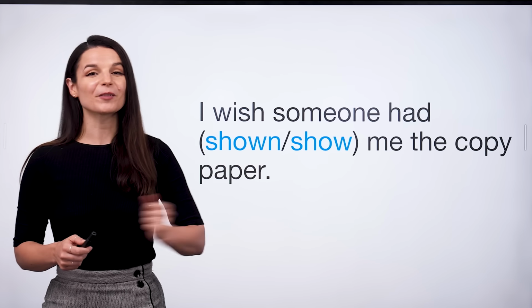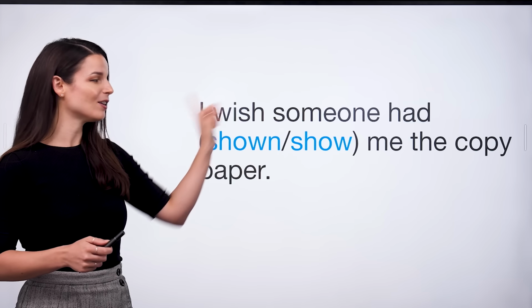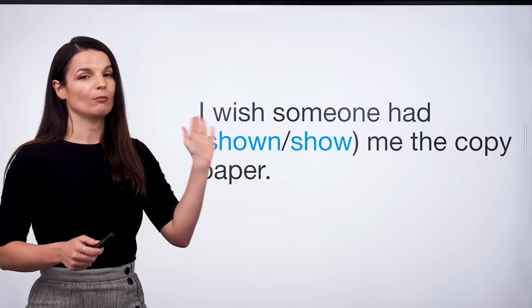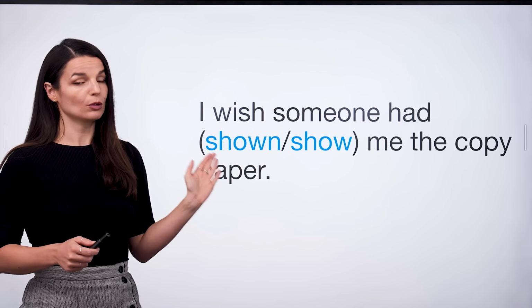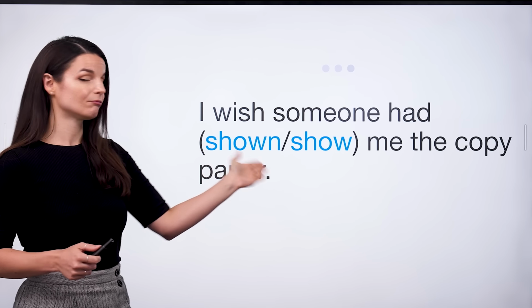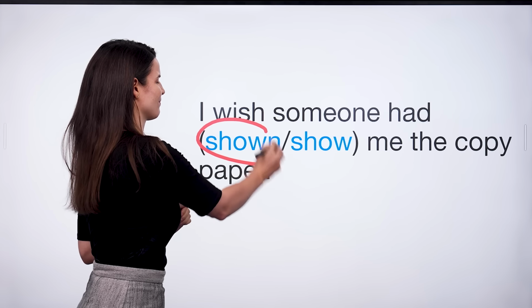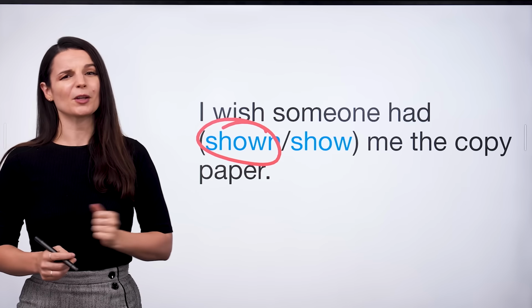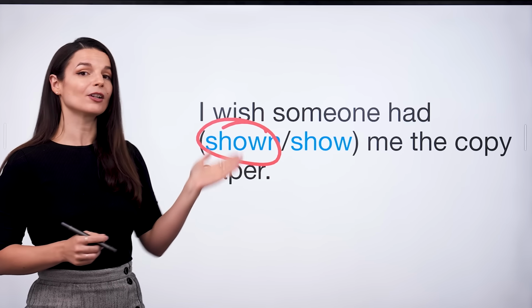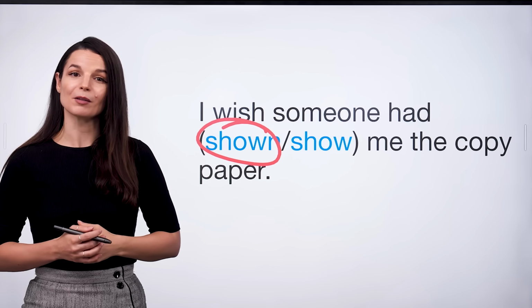Choose the best answer to complete the sentence. Ready? I wish someone had shown or show me the copy paper. Shown. I wish someone had shown me the copy paper. Shown is correct because after had, past perfect, we always use the past participle form of the verb.